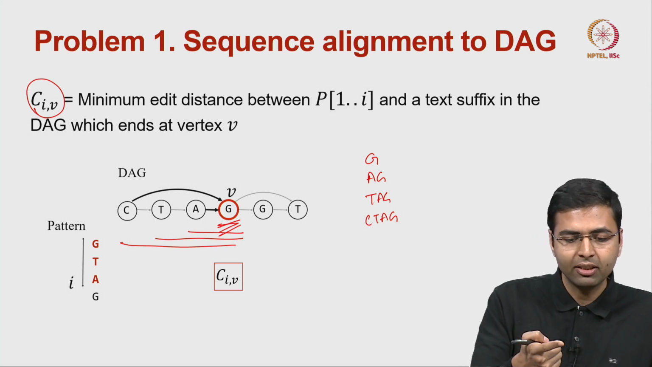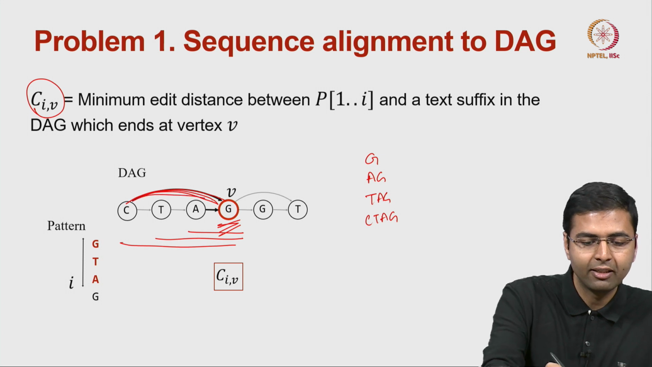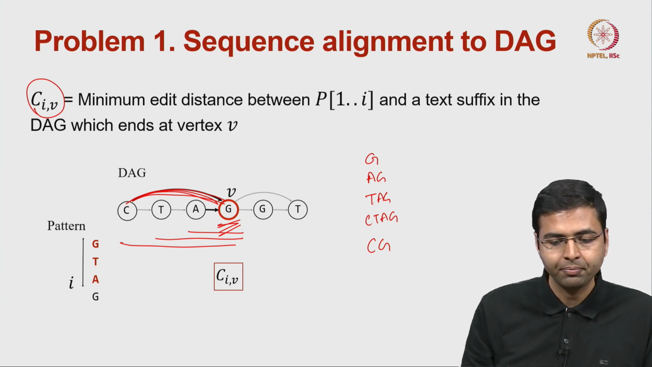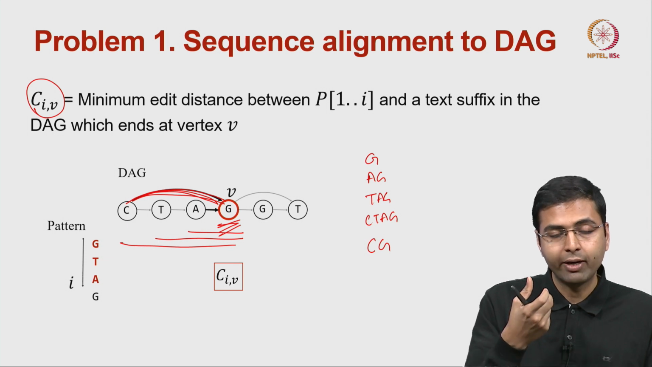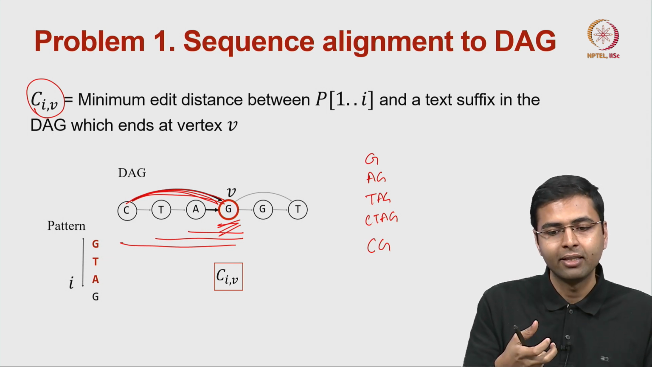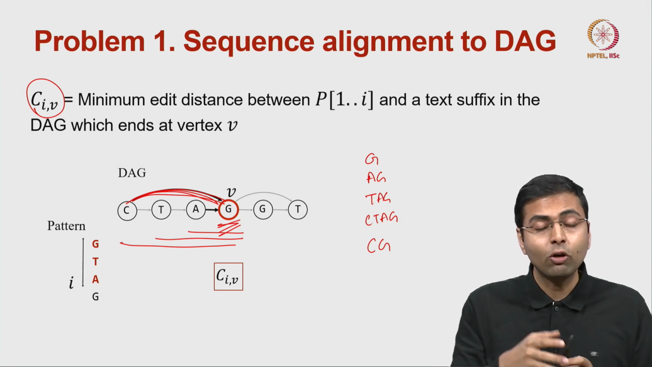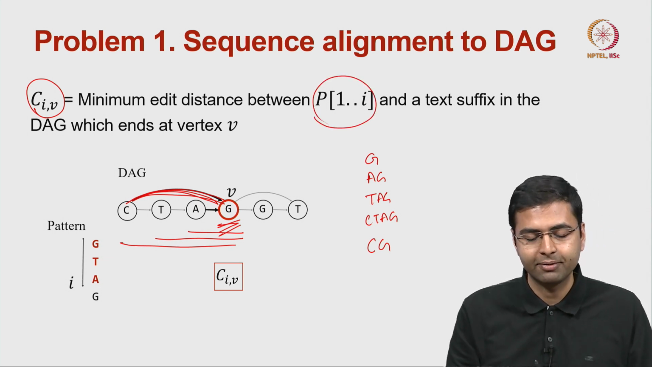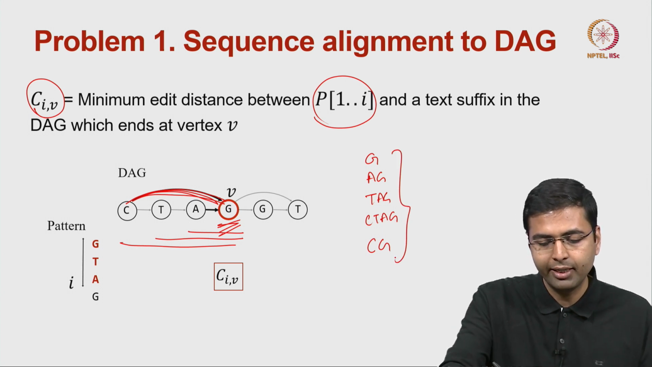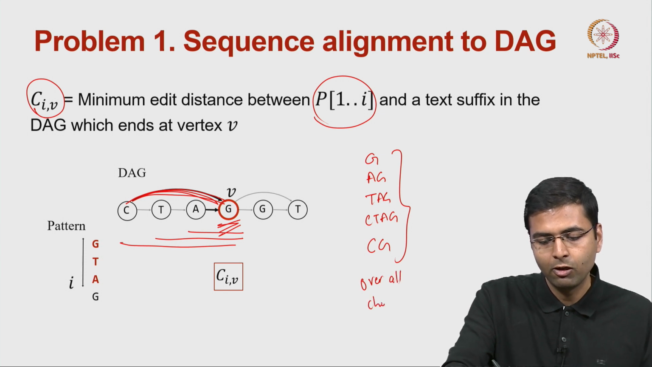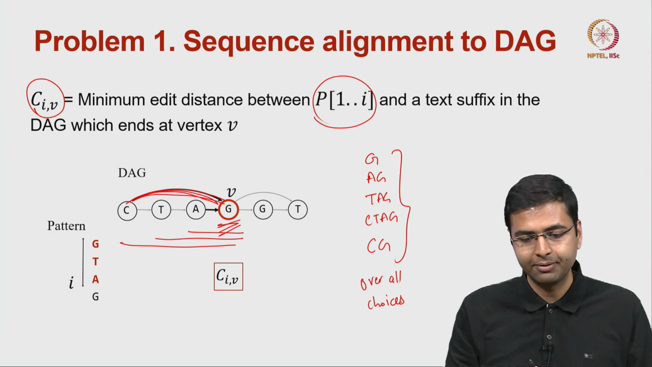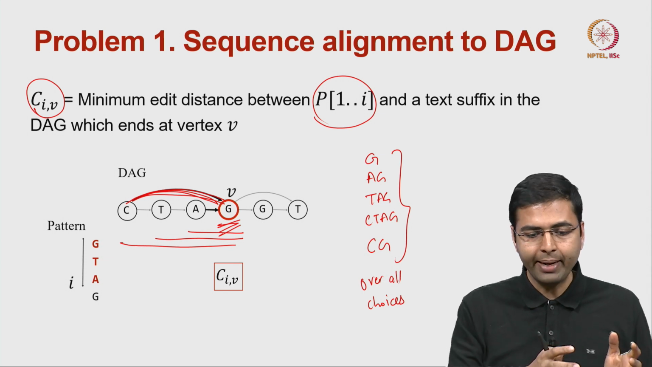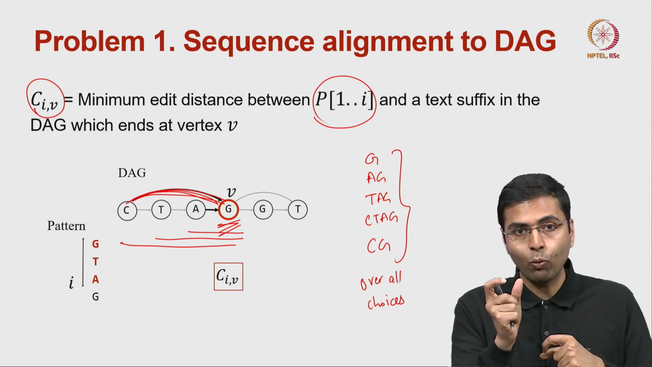However, observe that there is one more incoming edge. So v has one more incoming edge from C, and therefore another suffix ends at vertex v. So, depending on the incoming neighbors of vertex v, we will have to spell out all the text suffixes accordingly, and among those text suffixes we will look for which gives the minimum edit distance between the prefix of the pattern and a text suffix, over all possible choices. So this is how we are defining C[i,v], which is the extension of the previous concept, except that now we are looking at the text suffixes which end at a particular vertex in the DAG.